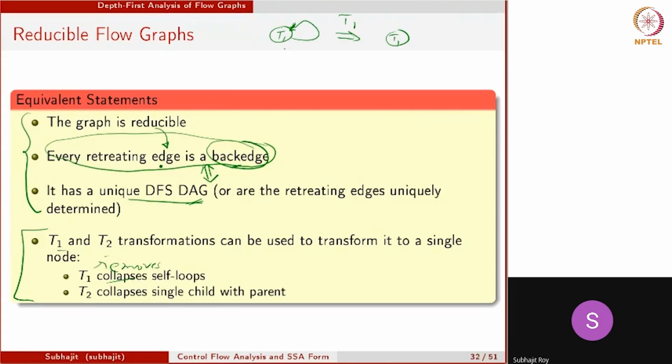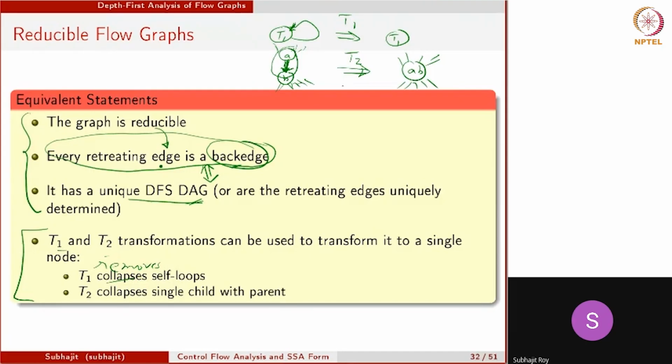And the T2 transformation says that if you have a node A which can have whatever predecessors, and it has a single successor B, so B is the only successor of A, then I can apply the T2 transformation and collapse these two nodes. I can make one node which is both A and B, and all the predecessors of A become the predecessors of this node. All the successors of B become the successors of this node. So this is called the T2 transformation.